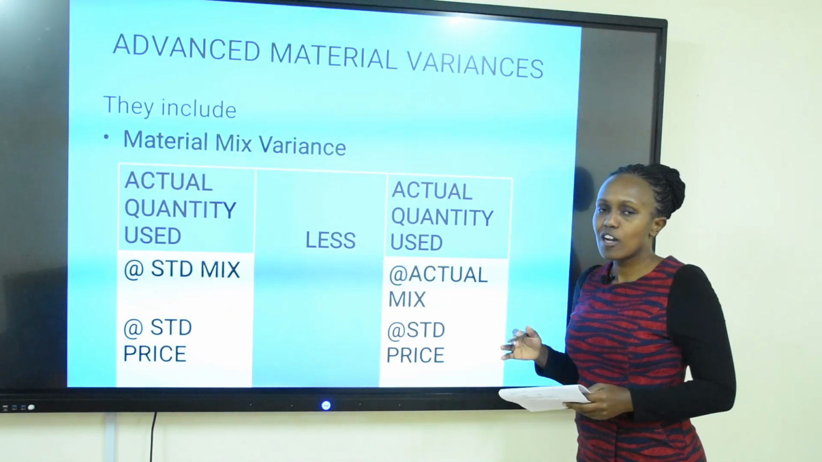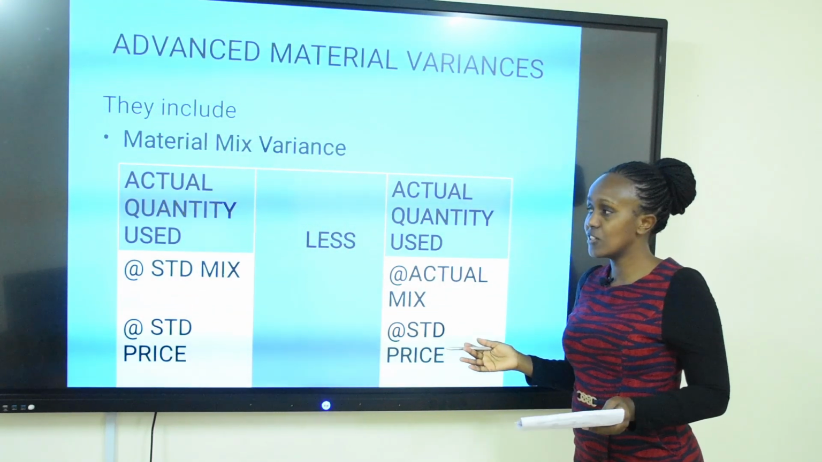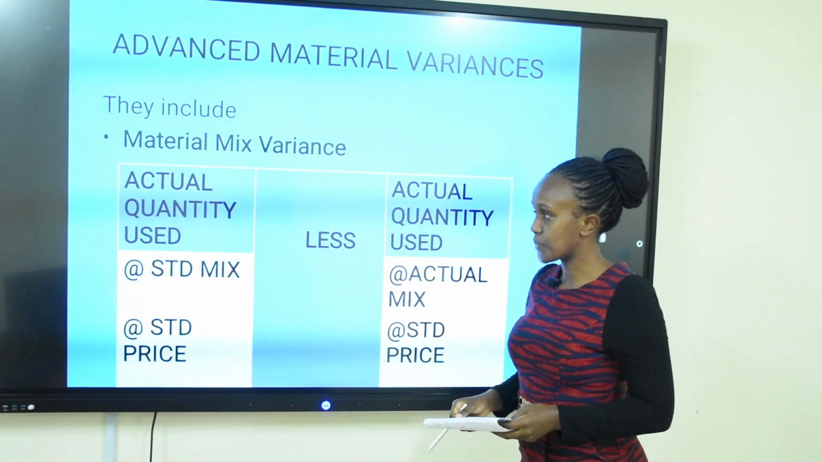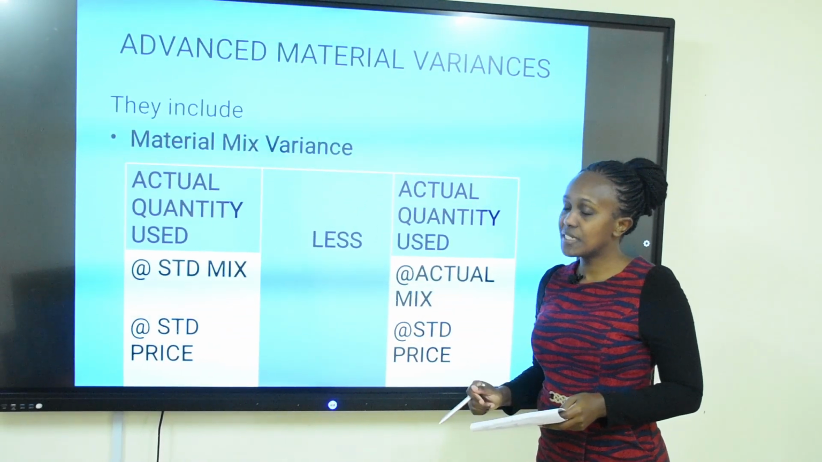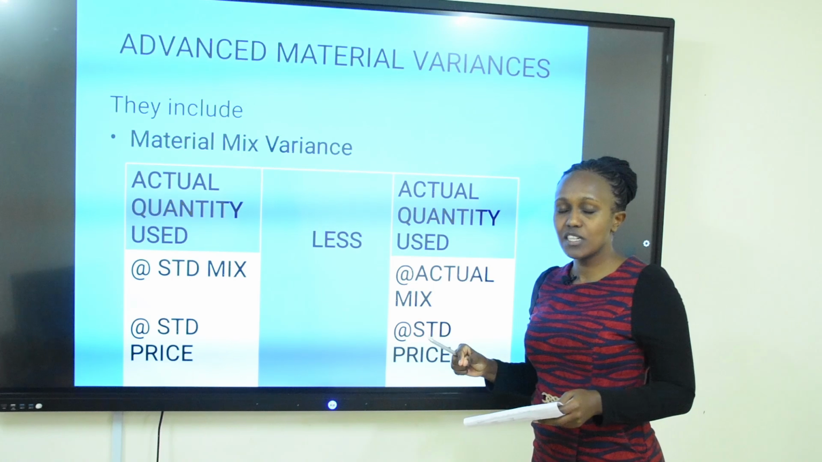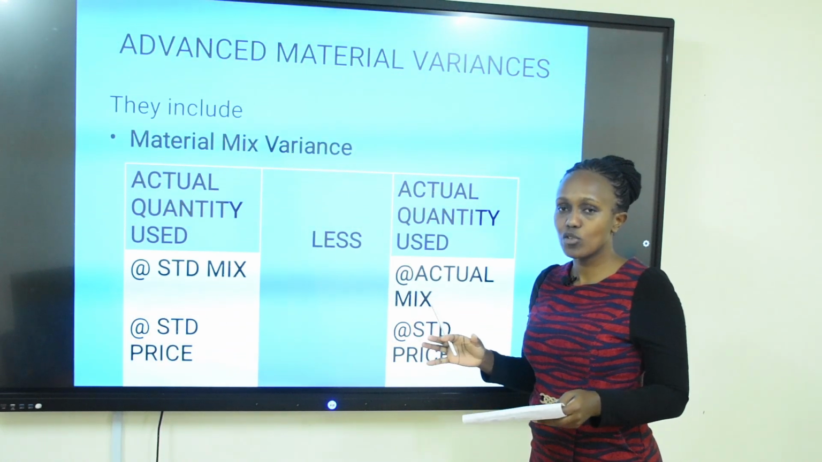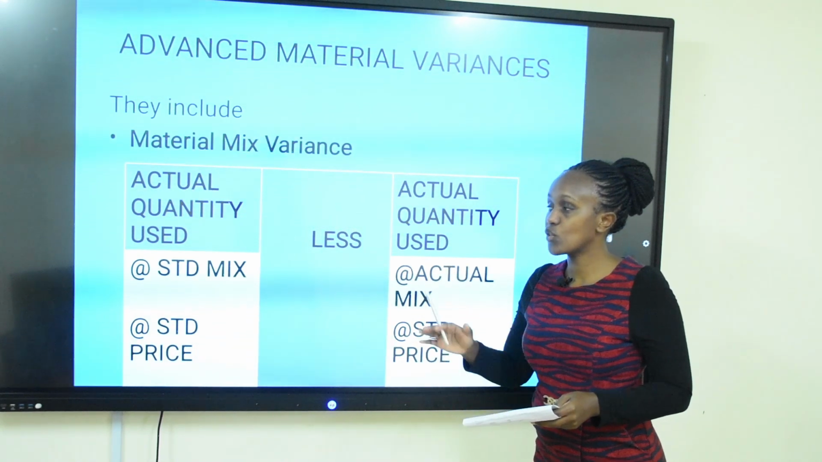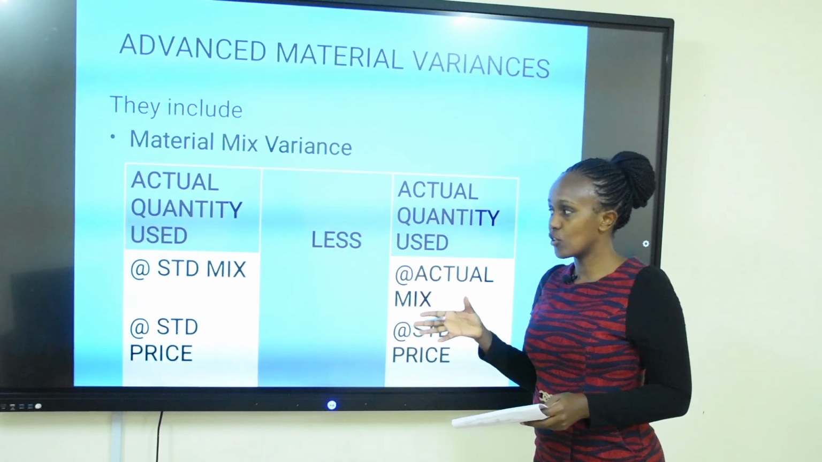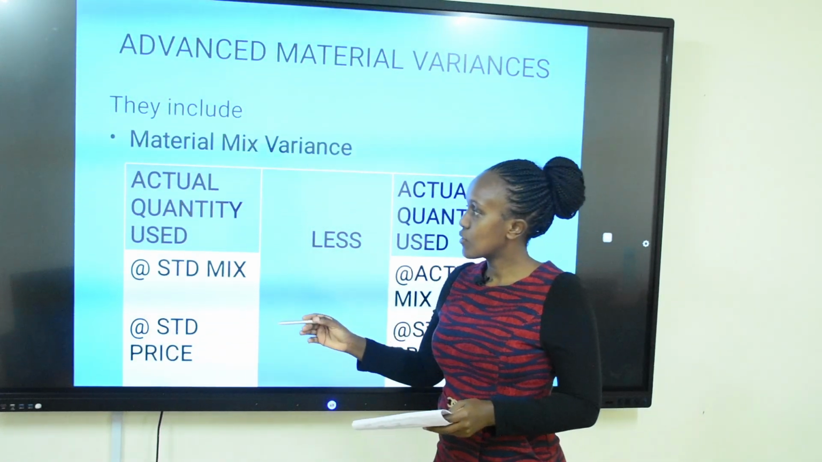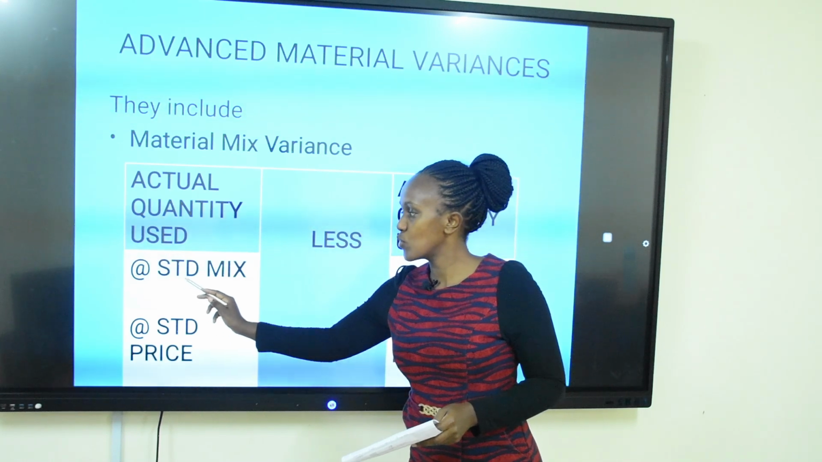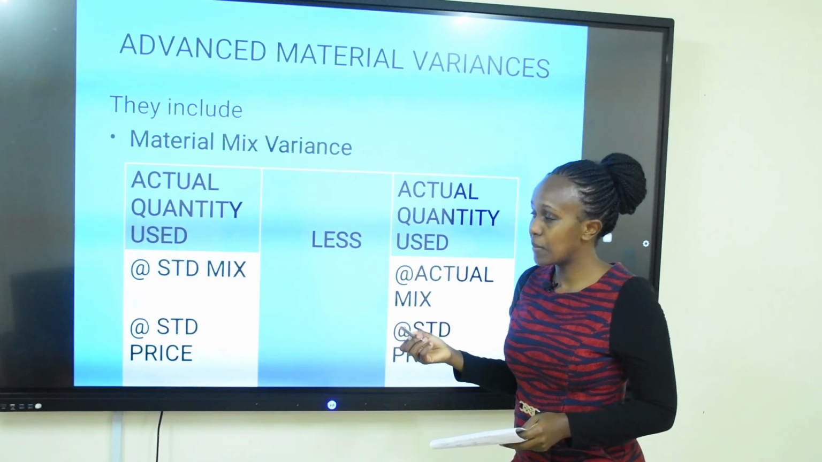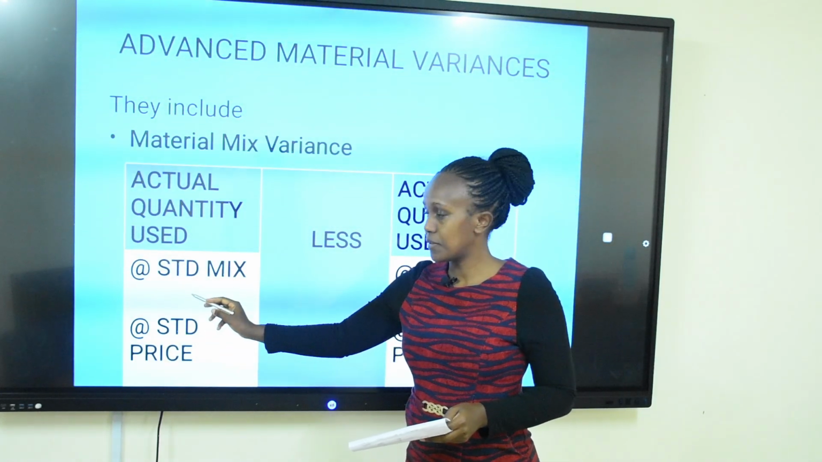So we are going first of all to identify the actual quantity of the materials that was used. By actual quantity, I mean if you are using 3 types of materials, A, B, and C, you get the total that was used of A, you add the total that was used of B, and you add the total that was used of C. Then the total quantity that was used, you apportion it according to the standard mix, how it is prescribed in a predetermined way that they should be mixed in a certain proportion.